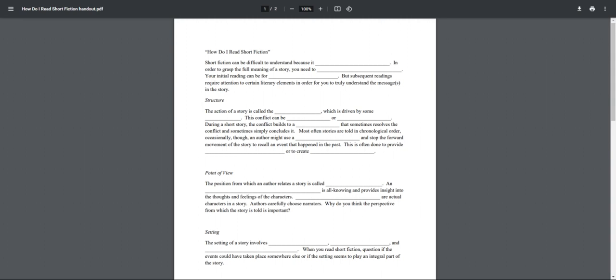All right, let's see. Point of view is the next element here. And this is just the position from which the author tells the story. So an omniscient narrator is a narrator that knows everything and provides insight into the thoughts and feelings of the characters. So an omniscient narrator is going to know what all the characters think and feel.